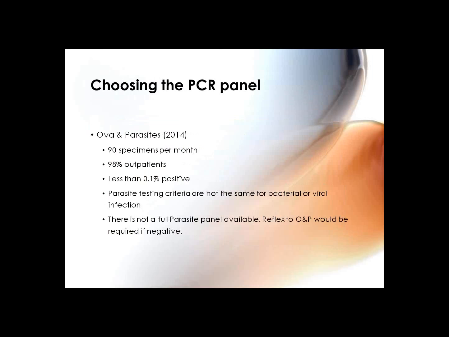So parasite testing criteria are not the same for bacterial and viral infection. And I think if we include a parasite panel along with the bacterial and viral panel, we would be testing patients for organisms whose prevalence is not high enough. That is the kind of testing we recommend to screen for when other options have already been ruled out.